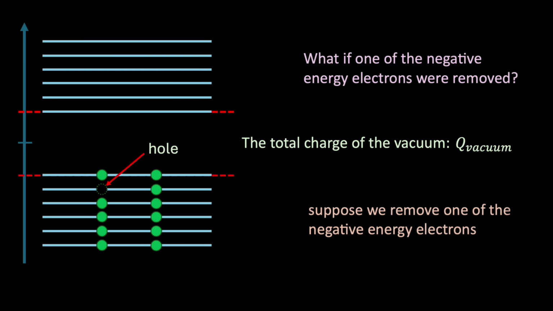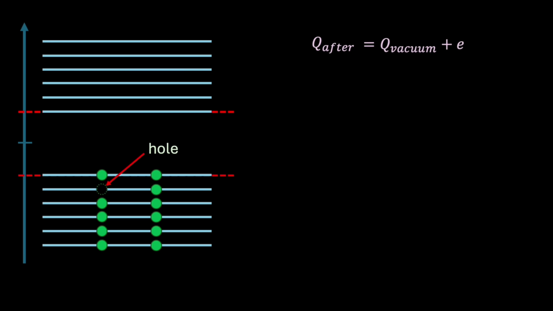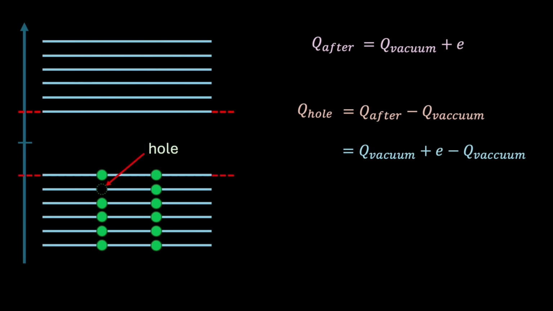Next, suppose we remove one of the negative energy electrons from the Dirac sea. In that case, after the charge is removed, the charge of the Dirac sea will be equal to the charge of the vacuum minus the charge of the electron, and this is equal to the charge of the vacuum plus e. And therefore, to find the observable charge of the hole, which represents the change in charge, we subtract off the vacuum baseline, in which case we find that the hole behaves like a particle with positive charge plus e.